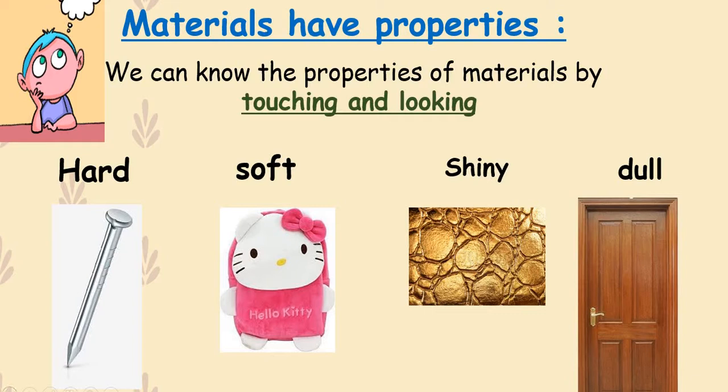Materials have properties. Do you know the meaning of properties? Materials have properties. Okay, for example, Miss Mona is tall. Miss Mona has brown eyes. Miss Mona has a loud voice. So, from the properties of Miss Mona, that she has brown eyes, she is tall, she has a loud voice.